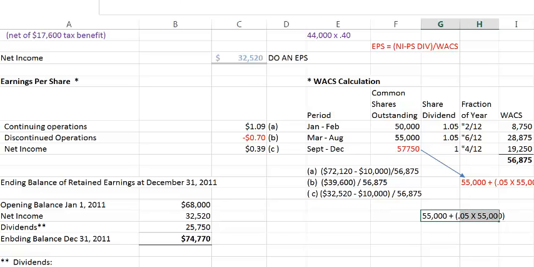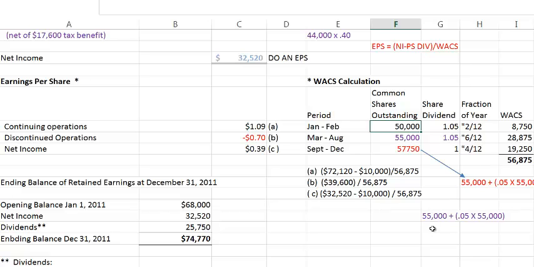That guy here that I've got in purple is the same as doing this. It's going to give you the same number, but that's outstanding for 6 months of 12. So 55,000 times 1.05 times 6 over 12 is going to give you 28,875. Similarly, for these 50,000 shares, those shares were outstanding for 2 months of 12, but they also get the share dividend at 1.05, so 50,000 plus 5% of 50,000.